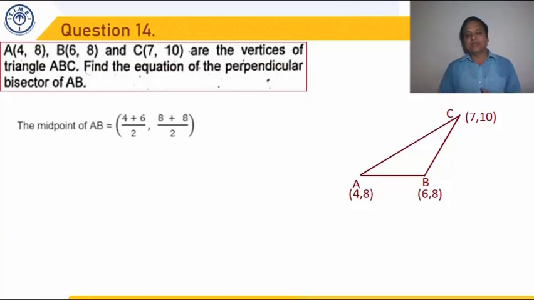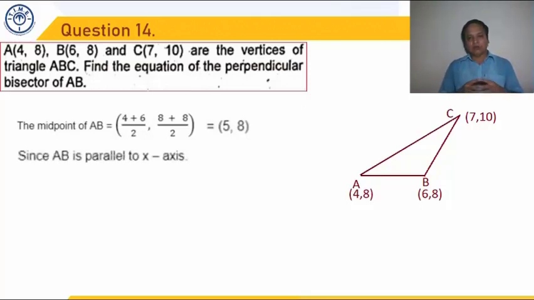The midpoint of AB is (4 plus 6 by 2, 8 plus 8 by 2). We are using (x1 plus x2 by 2, y1 plus y2 by 2). 4 plus 6 is 10, 10 by 2 is 5, and 8 plus 8 is 16, by 2 is 8. We have to find the equation of a line which divides AB into two equal parts, that is passing through (5, 8) and is perpendicular to AB.